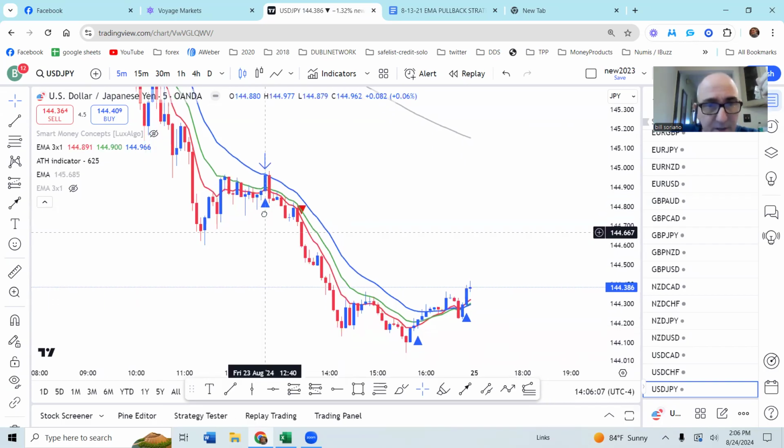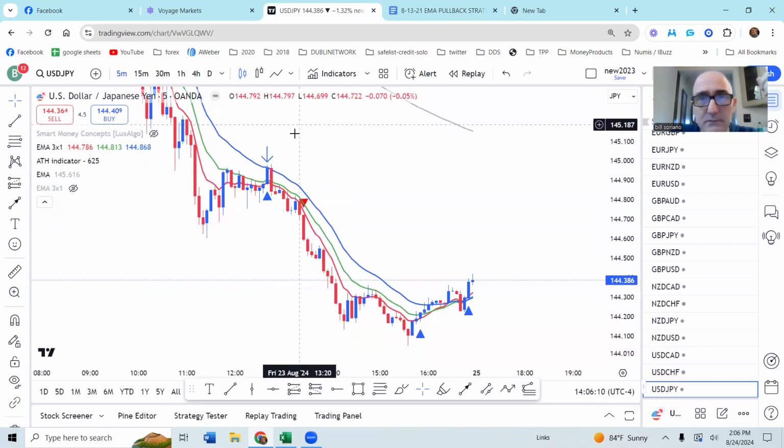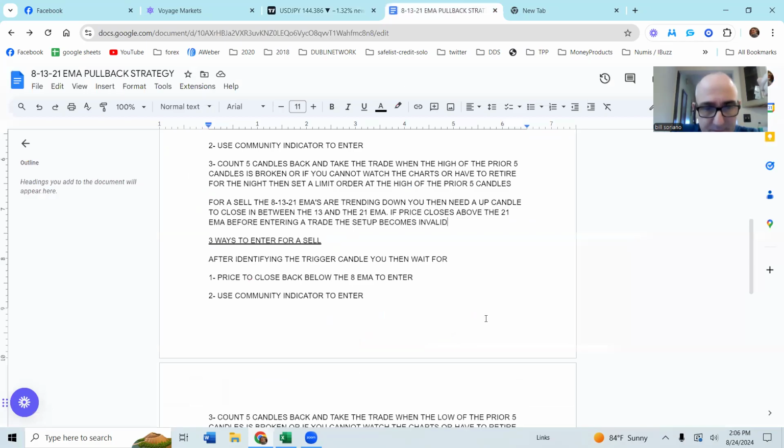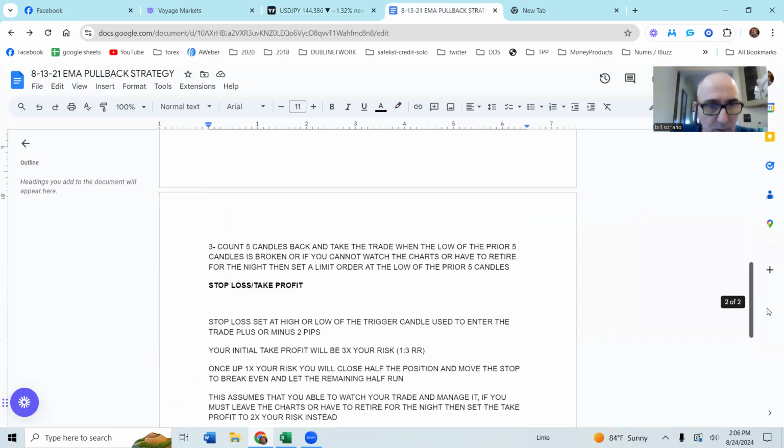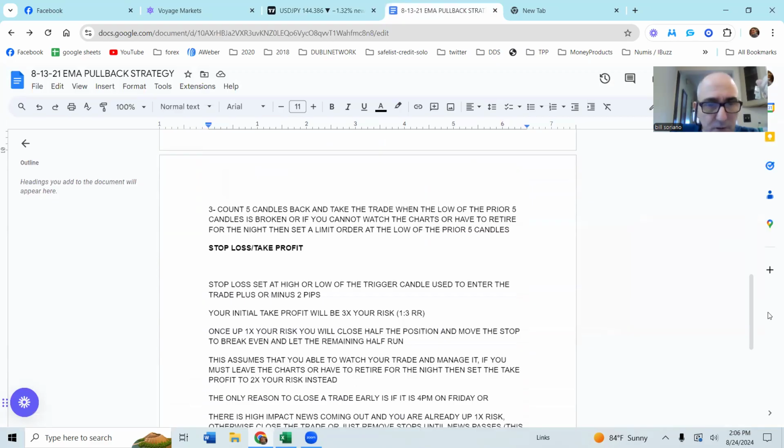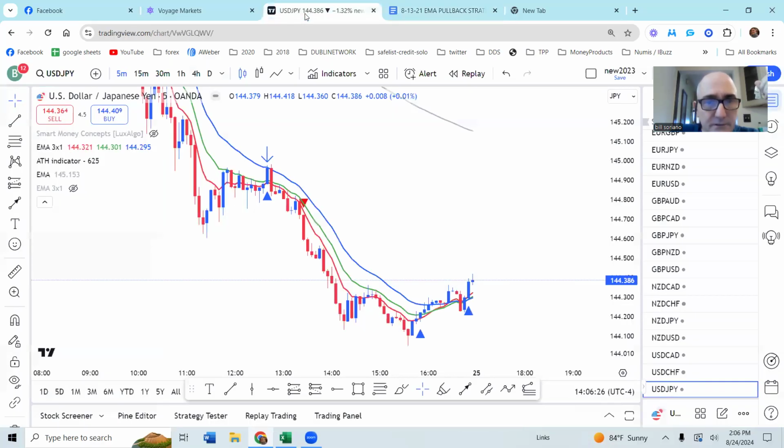Okay, so now you see here, where are you going to set your stop loss, right? So I have that in here as well. You set your stop loss at the high or the low of the trigger candle you used to enter a trade, plus or minus 2 pips. So in this example here, you would put your stop loss at the high of the trigger candle, which is right here at 144.978, and then you would add 2 pips. So essentially that would go right around here, 144.998.